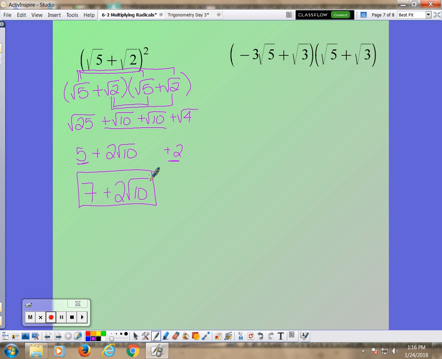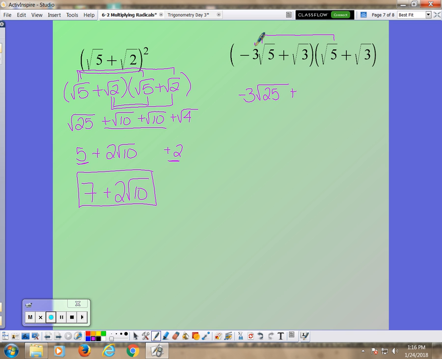Let's do one more problem with FOIL. Now let's do this one. We're going to take the negative 3 square root of 5 times the square root of 5. And I'm going to get a negative 3 because that's on the outside number. So the outside to the outside gives me this negative 3. And the 5 times the 5 is going to be a 25.